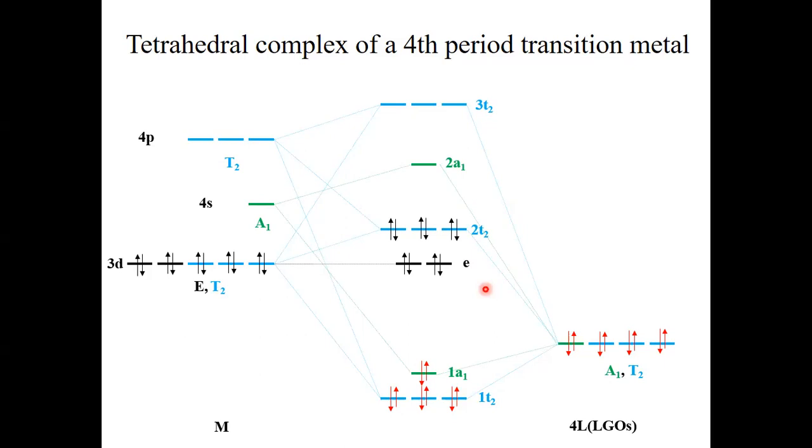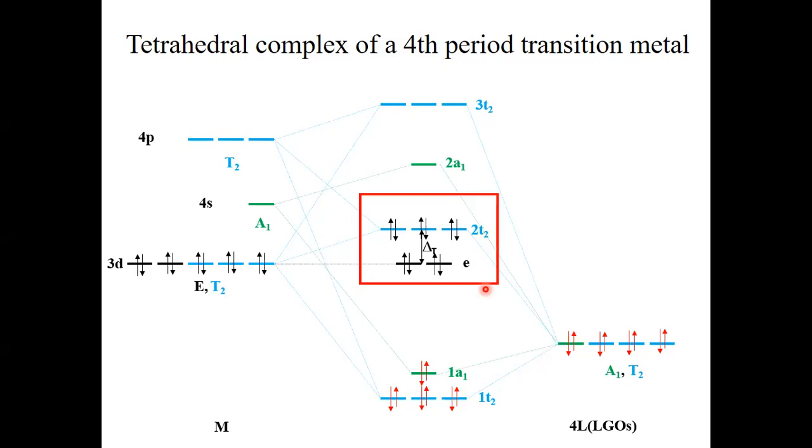Okay. Now again, we see here an analogy between the crystal field theory and the ligand field theory. In the crystal field theory, we say that the d electrons split in a tetrahedral crystal field into E and T2 orbitals.